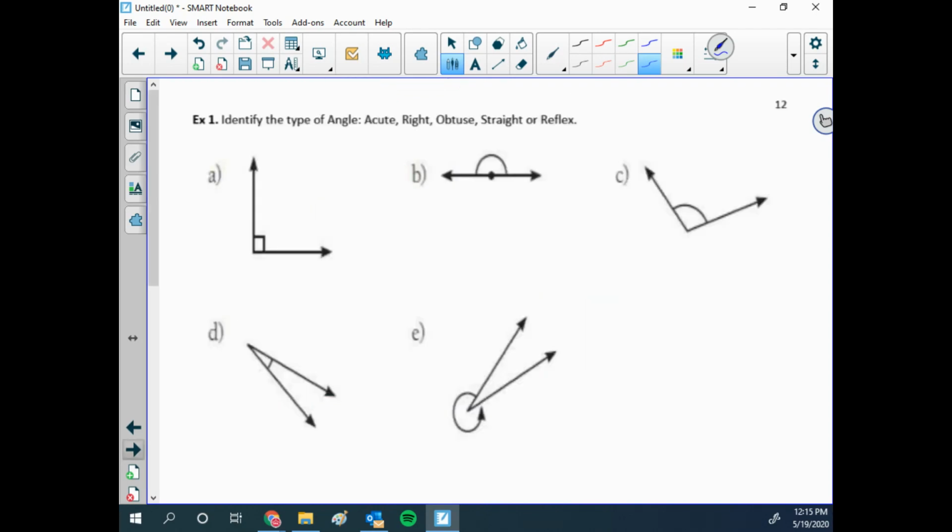It says, identify the type of angle: acute, right, obtuse, straight, or reflex. So letter A here, as soon as I see that square box in the corner, I know that that's going to be a right angle, because that means that it equals 90 degrees. B, well, this line looks pretty straight to me. And so I would say that's probably a straight angle, which means it's probably about 180 degrees.